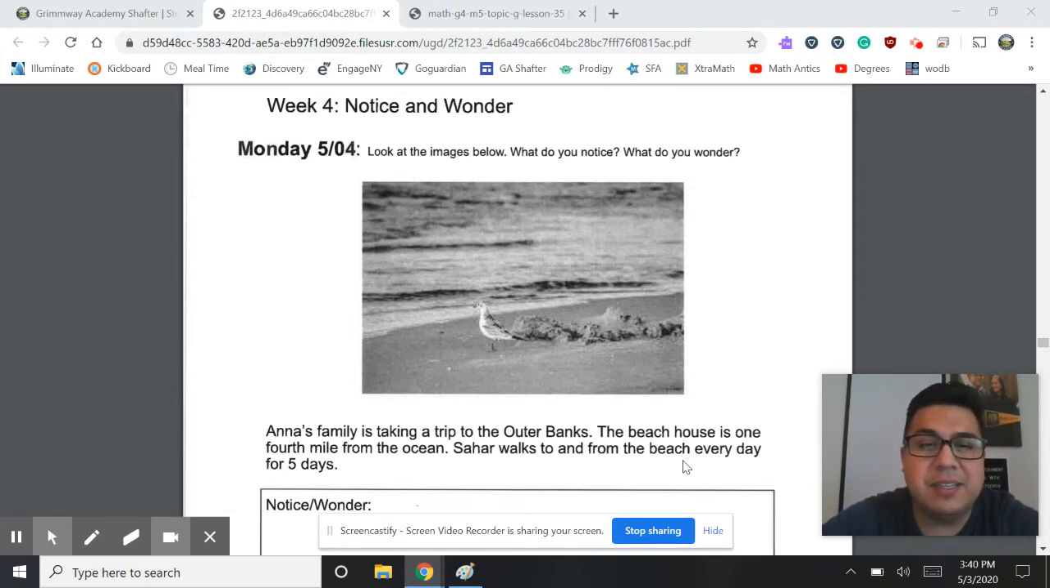It says, Anna's family is taking a trip to the Outer Banks. The beach house is 1/4 of a mile from the ocean. Sahar walks to and from the beach every day for 5 days. So I want you to picture this. Sahar's walking from her house down to the beach, and that's 1/4 of a mile. And she has to walk back. Think about what you think the question is, and then I want you to solve it using a model or strategy. And tell me how you solved that question in your Flipgrid today.